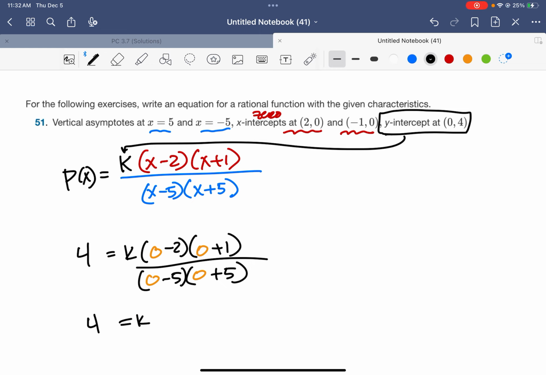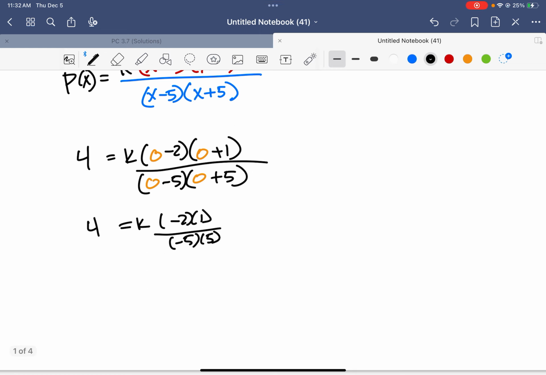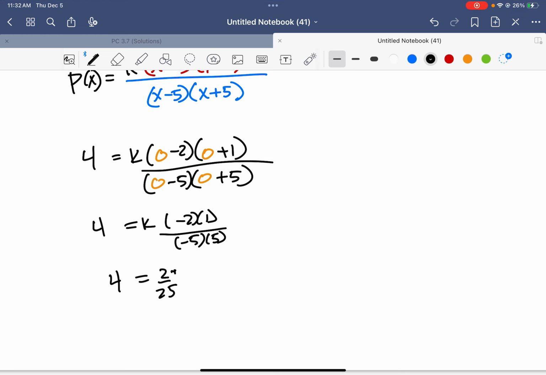And if I didn't have that k there, what I'd get on top would be -2 times 1. On bottom, it's going to be -5 times 5. What I'm going to have, if that k wasn't there, would just be -2 divided by -25. In other words, 2 over 25. And you can clearly see that 2 over 25 is not going to be equal to 4. That's why I need that k there.